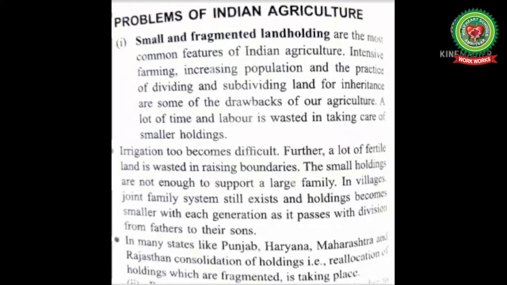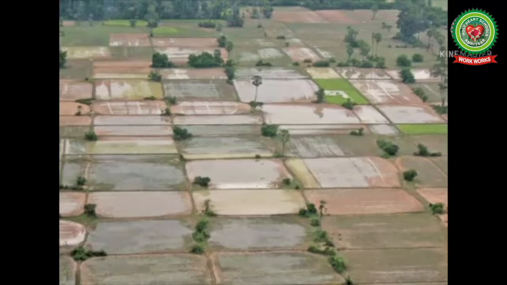In villages, joint family systems still exist and holdings become smaller with each generation as it passes with the division from fathers to their sons. In many states like Punjab, Haryana, Maharashtra, and Rajasthan, consolidation of holdings, that is, reallocation of holdings which are fragmented, is taking place. Students, out of the total sown area of about 150 million hectares, most of the land holdings are either uneconomical or scattered.